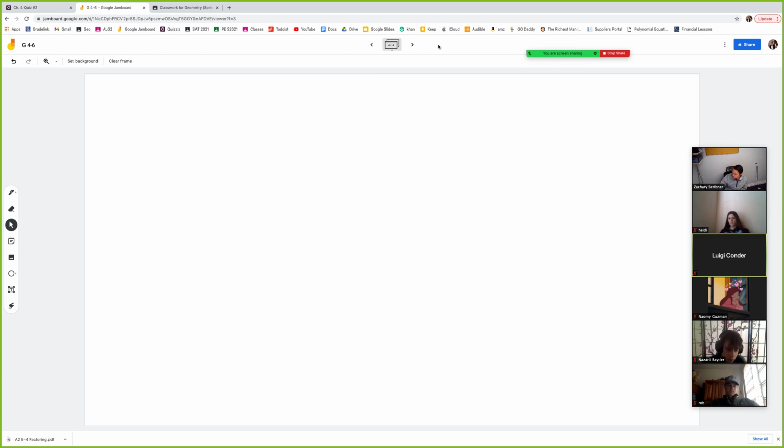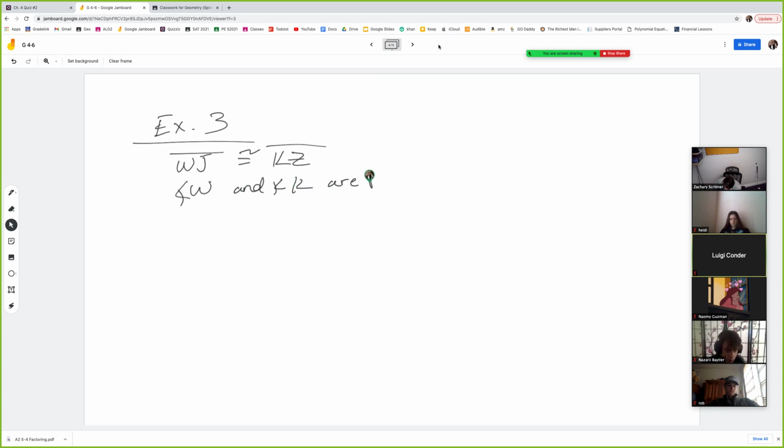Also, using the hypotenuse leg theorem, example 3: WJ is congruent to KZ, angle W and angle K are right angles. Here's our drawing. WZKJ.